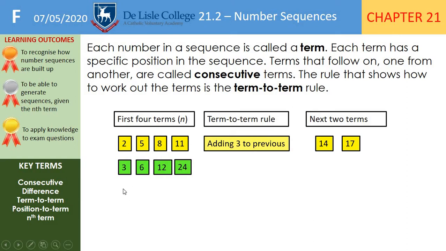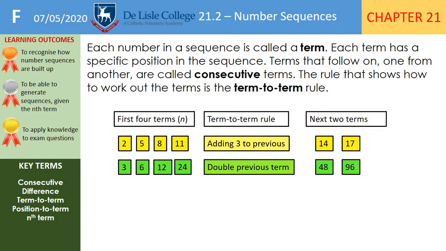We've gone 3, 6, 12, and 24. Well, you might first go, well, 3 add 3 gets 6, but 6 add 3 doesn't work to get me 12. So what am I actually doing here? Well, if you feel confident with your number work, and you should do, you can probably see that to get from 3 to 6, you times by 2, and to get from 6 to 12, you times by 2, and to get from 12 to 24, you times by 2. So we're doubling the previous term. We're multiplying each term by 2. So therefore we can work out 24 times 2 is 48, and 48 times 2 is 96.